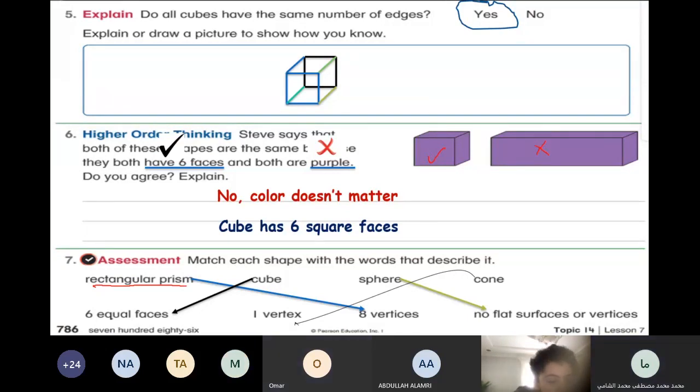Okay. So rectangular prism, 8 vertices, and the cube, 6 equal faces, and the sphere, no flat surface or vertices. Cone, 1 vertex.